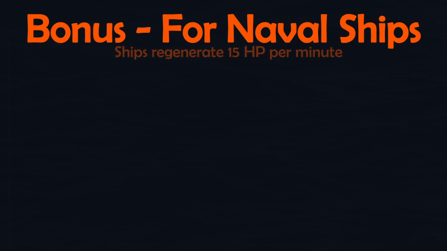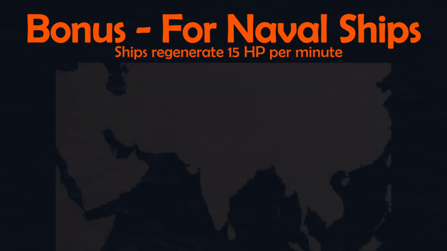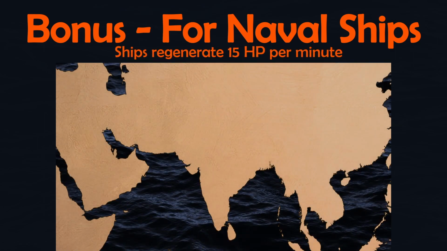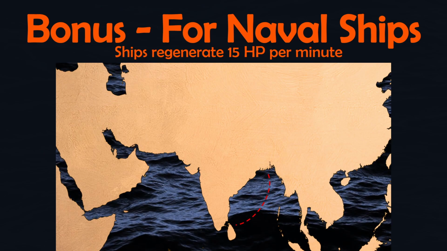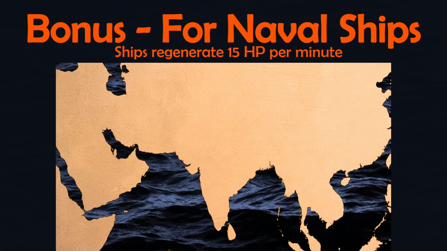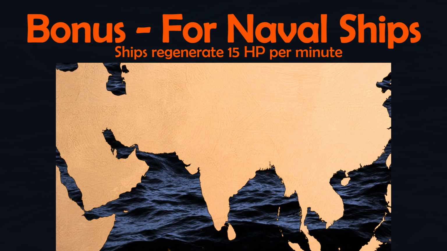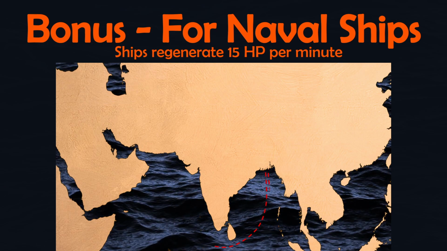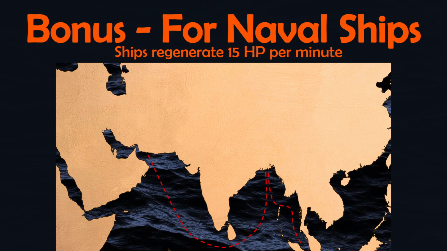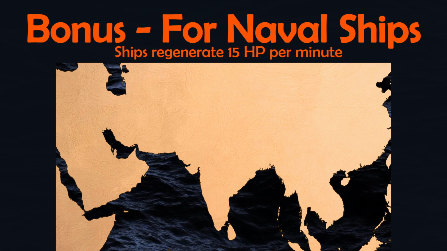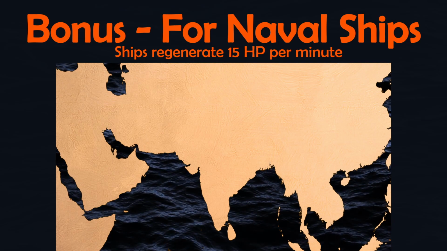The last bonus that comes with the civilization is to the naval ships. They regenerate 15 HP per minute. The region of Bengal was described often as a thalassocracy, with strong links to the island nation of Sri Lanka. During the Pala reign, the trade routes from Bengal were said to have been from the Abbasid Empire in the west to the Srivijayan Empire in the east. So this bonus does offer a nice touch to the naval supremacy that the civilization enjoyed at that point of time.